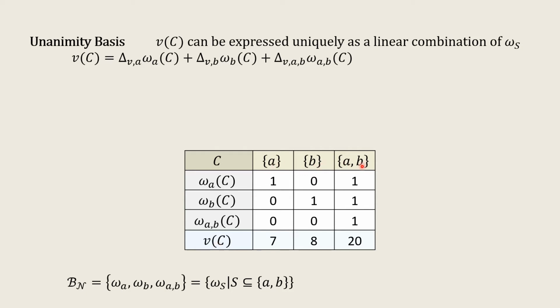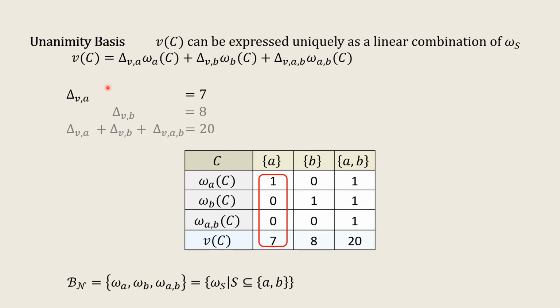So I have some value function here, V of C. For A, B, and AB, these are the specific values. And this is my claim. I'll ignore the V's here and just call these delta A, delta B, and delta AB for simplicity. And so these deltas are the coefficients, and each value here can be uniquely represented as a summation of the deltas and the omegas. Let's see how.